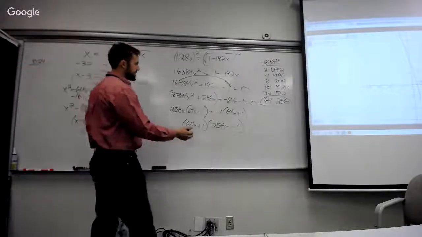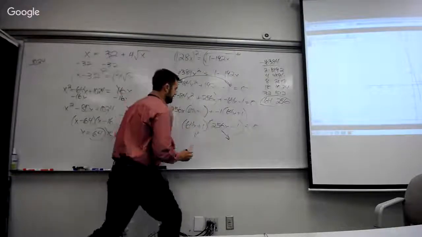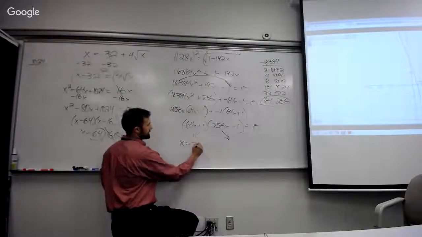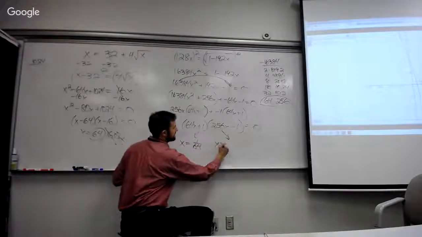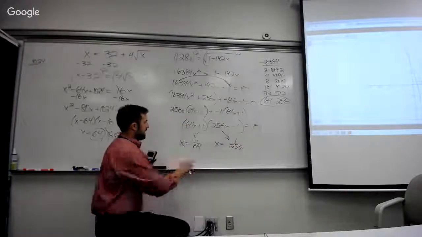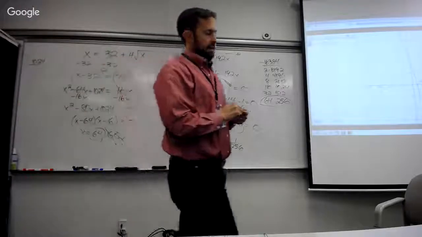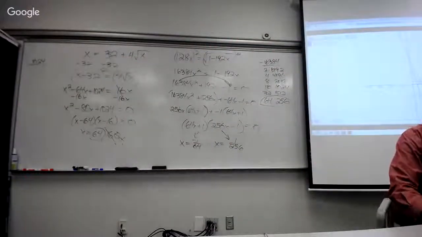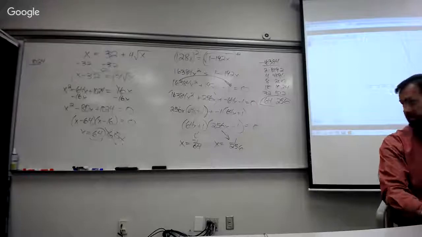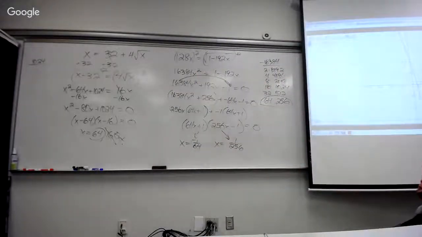In any case, now that we have it factored, we would set this one equal to 0 and this one equal to 0. And therefore, x would be negative 1/64th, or positive 1/256. And one of those is the answer. On Desmos, the answer is 0.0039. Which one is that? I think it's the 1/256.